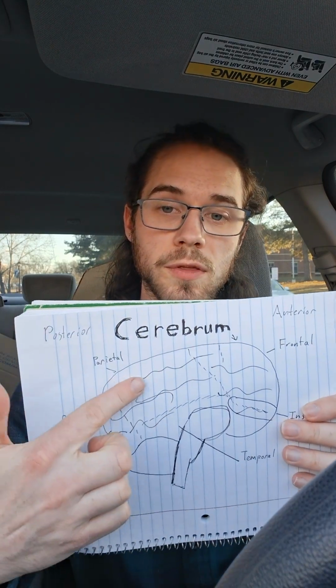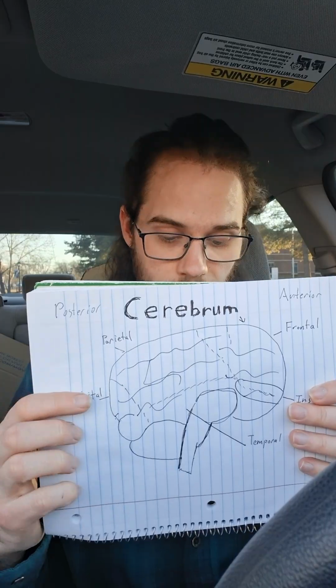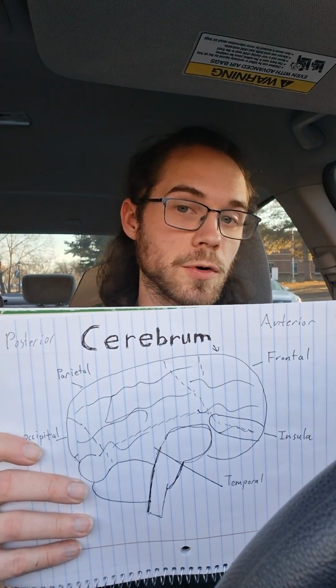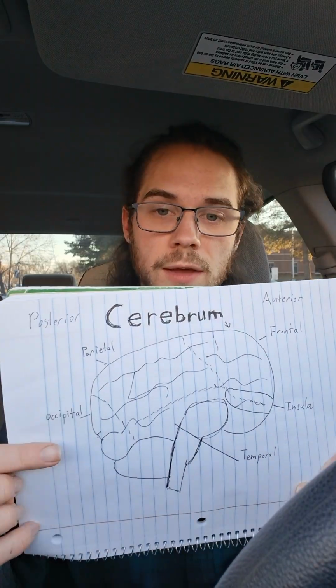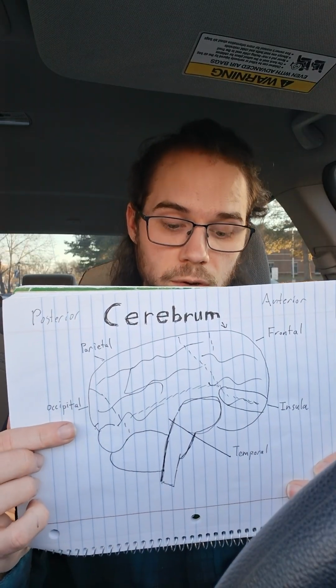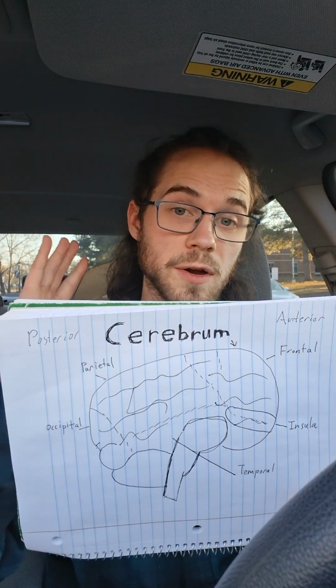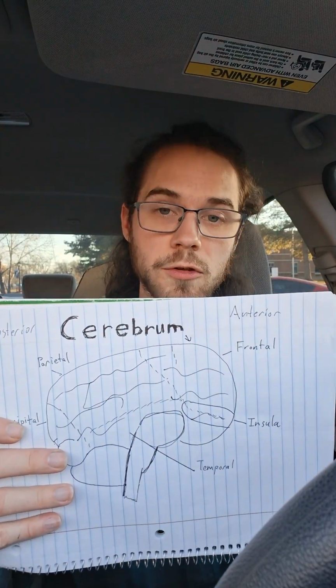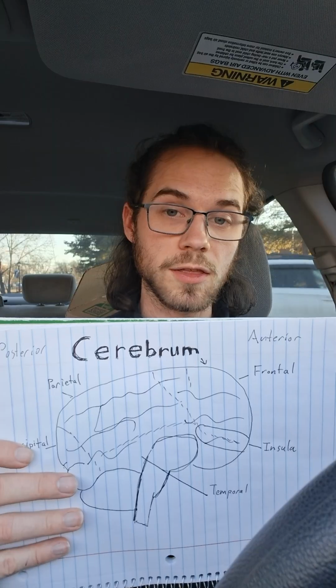Up here, moving towards the posterior, we have the parietal lobe, which works with receiving and interpreting signals from our general senses. We also have here at the back the occipital lobe, which is our primary vision center. Forward down here, we have our temporal lobe, which processes our hearing and smelling.